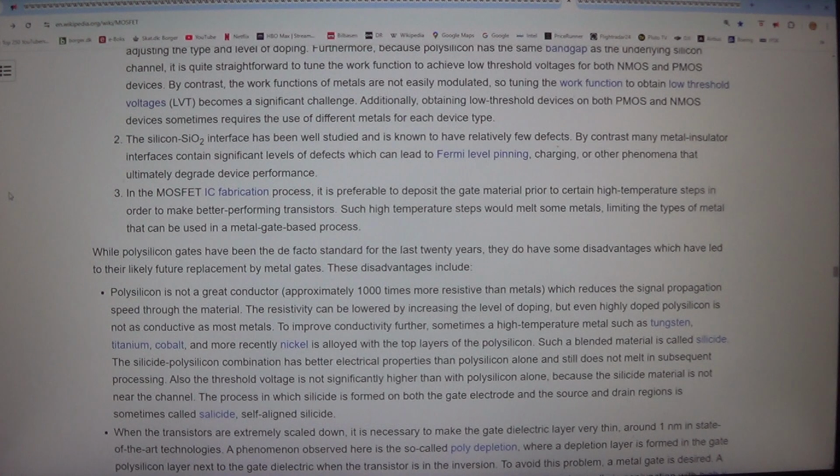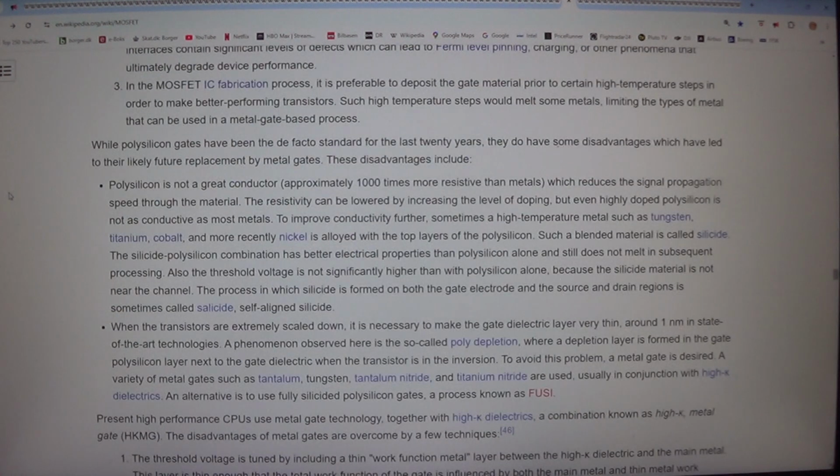3. In the MOSFET IC fabrication process, it is preferable to deposit the gate material prior to certain high-temperature steps in order to make better performing transistors. Such high-temperature steps would melt some metals, limiting the types of metal that can be used in a metal gate-based process.